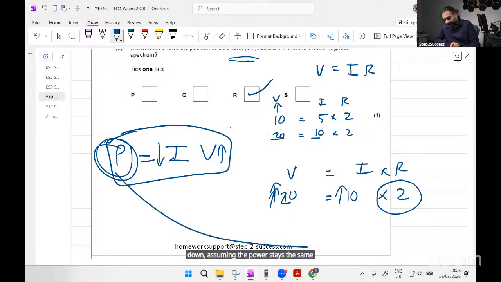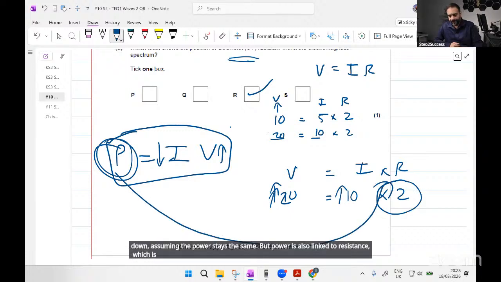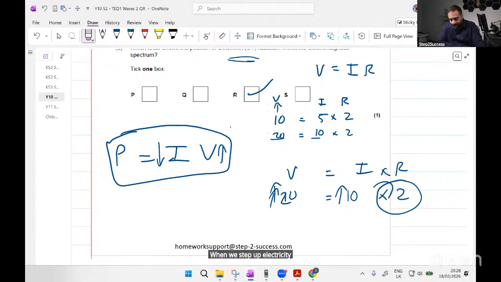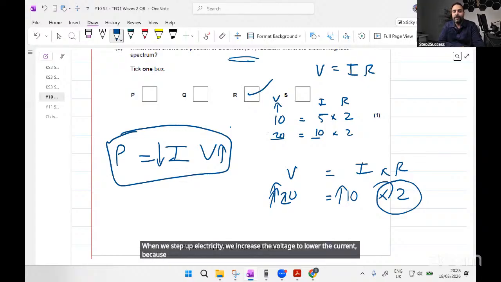But power is also linked to resistance, which is why it all gets a bit complicated. But for the purpose of understanding transformers, when we step up electricity, we increase the voltage to lower the current because this formula tells you if you increase the voltage, you will lower the current. So it is a little bit confusing, I understand.